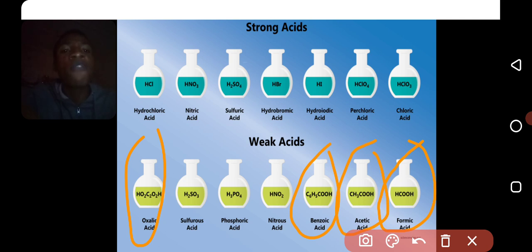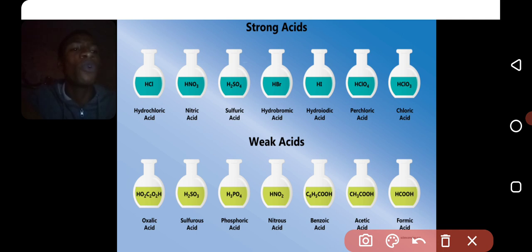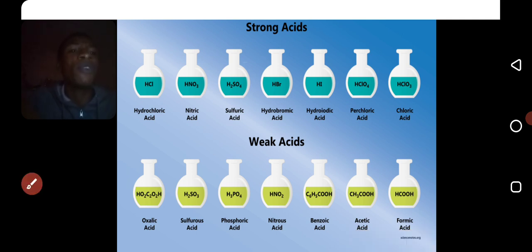Now, sulfurous acid, trioxosulfate 4 acid, is weak. Phosphoric acid, tetraoxophosphate 5 acid, is also weak. Then nitrous acid is different from nitric acid. This is nitric acid. This is nitrous acid. Nitric acid is a strong acid, trioxonitrate 5 acid. Nitrous acid is a weak acid, dioxonitrate 3 acid. So take note of that very well.